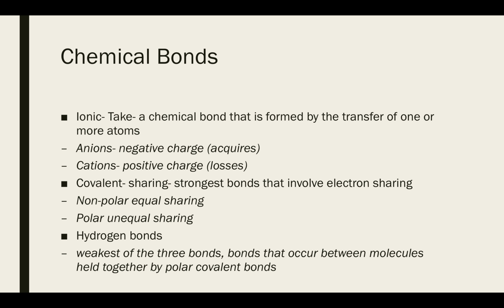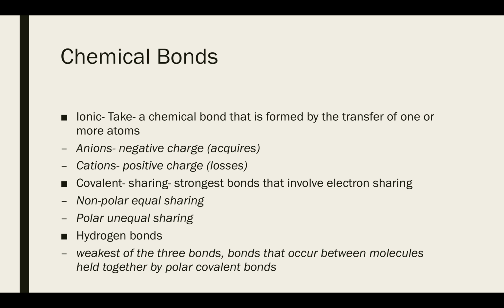Next, we're going to be talking about chemical bonds. And to start, we're going to talk about ionic bonds. A good way to remember an ionic bond is it's a bond that takes. It takes away from another atom. The definition is a chemical bond that is formed by the transfer of one or more atoms. So when it takes from another element, it turns into an anion, which is a negatively charged ion. If it loses it, it turns into a cation, which is positively charged.